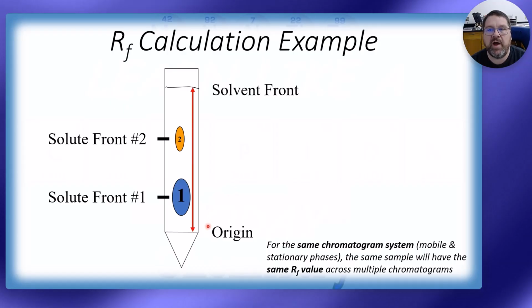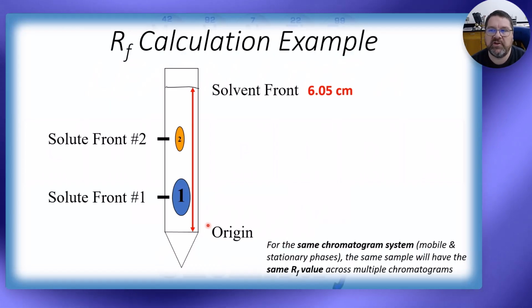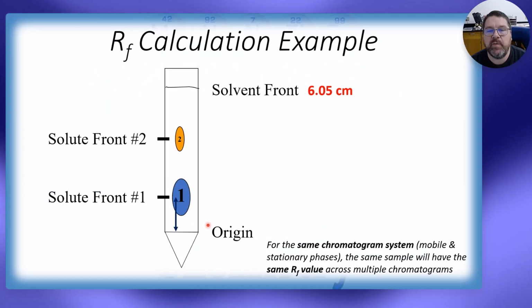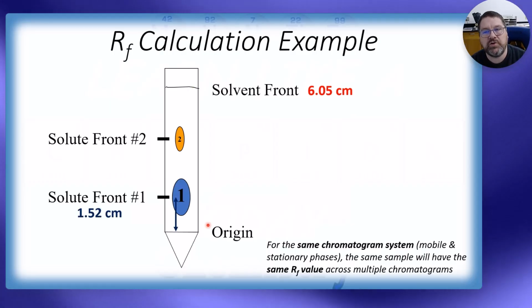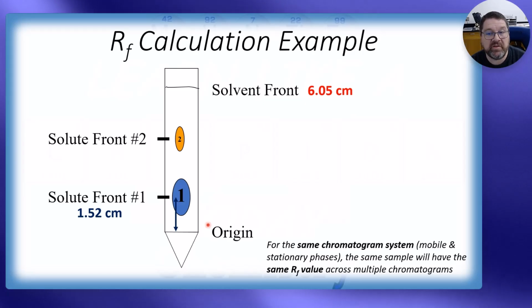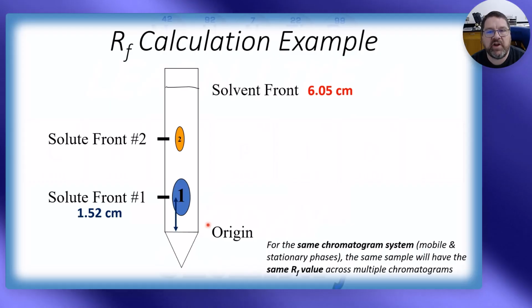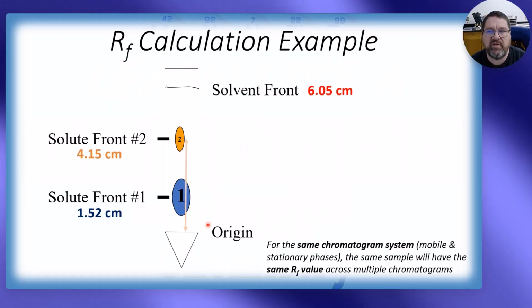So you want to measure how far the solvent traveled. That would be the solvent front. All right, and so here we get a measurement of 6.05 centimeters. The next thing we need to do is measure the distance that each solute traveled, and if it's a larger spot or a broad spot, generally we go from the middle of the darkest area. So for solute front 1, we'd call that 1.52 centimeters. For solute front 2, we would call that about 4.15 centimeters.